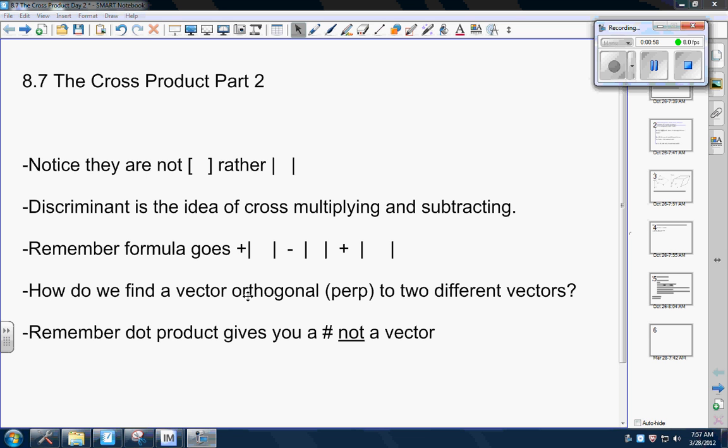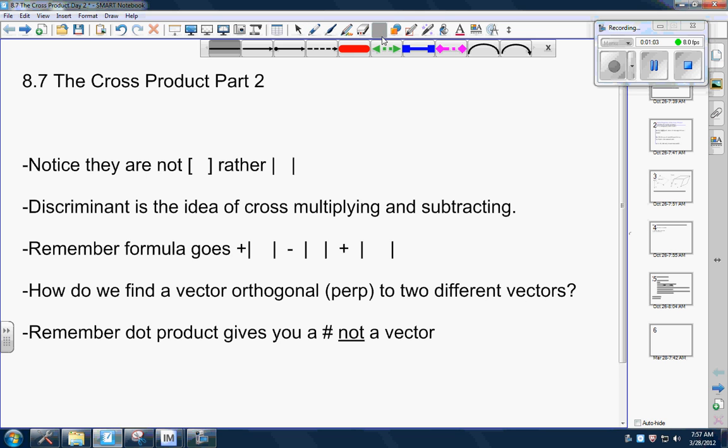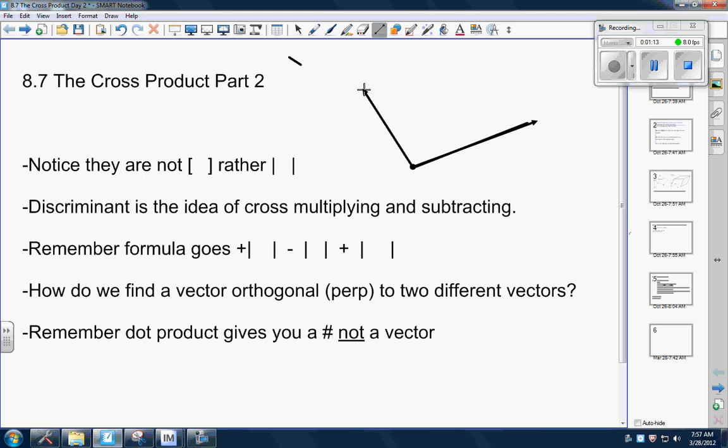If we want to find the vector orthogonal, which means perpendicular, to two different vectors, so you've got any two vectors in space, let's put one right there, let's put another one right here. If we want something exactly perpendicular to it, coming right out at us from the computer screen, all we do is find the cross product. By definition, that's what it does. And when you're doing a dot product, you get a number, not a vector. So take out the i's, j's, and k's.